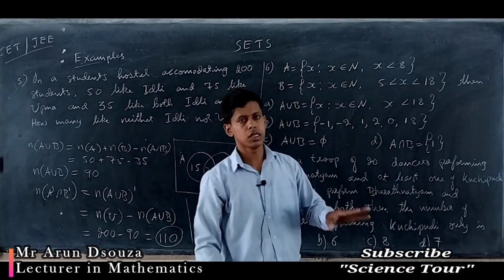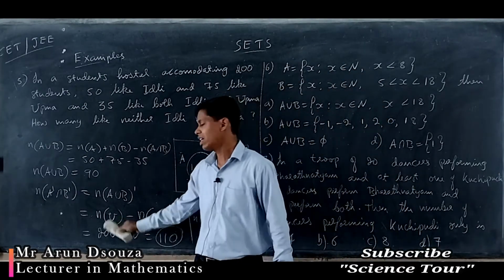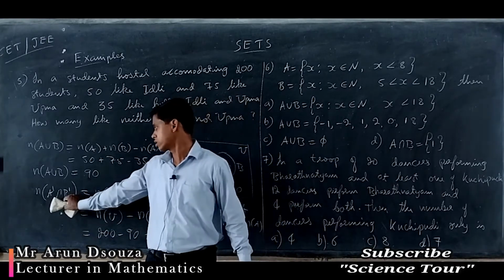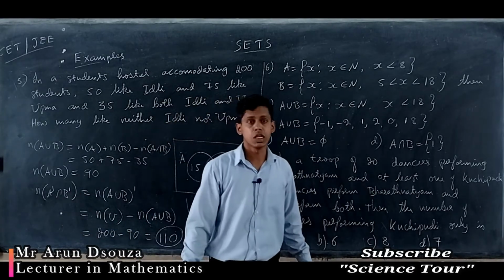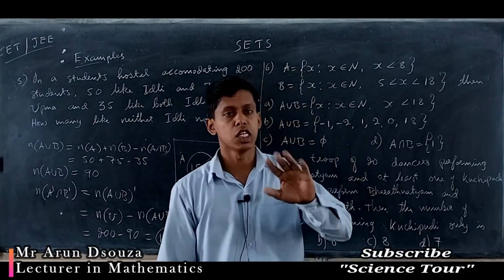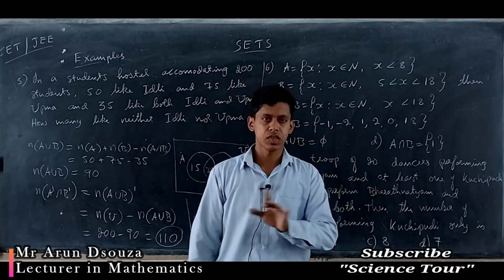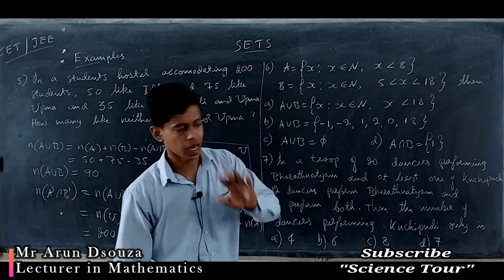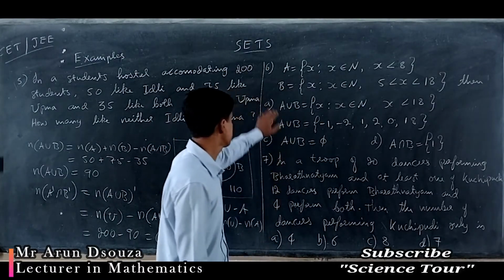It is not A and not B. Why am I stressing that 'and'? Because it is intersection. Don't write union there. It is intersection. It is neither A nor B, not A and not B, A dash intersection B dash. I hope that is sufficient for that question.